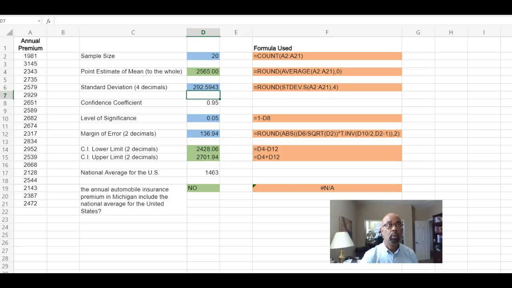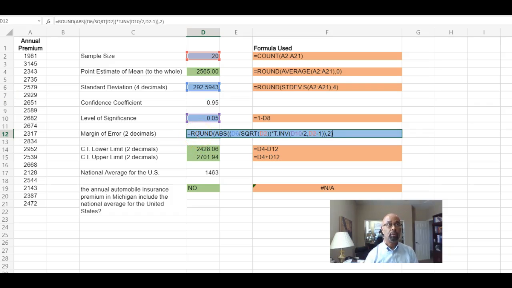They give you the confidence coefficient. Obviously, 1 minus the confidence coefficient is the level of significance, and that's the value that's used in calculating the margin of error. Now, this is a pretty strange looking formula, but since they don't give you the ability to type in any intermediate formulas anywhere else on this worksheet, you kind of have to string it all together. So obviously, they ask you to round to 2 decimal places. I like to take the absolute value when I'm calculating the margin of error. That way I can just add and subtract that value from the mean.